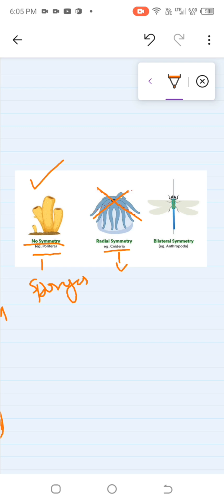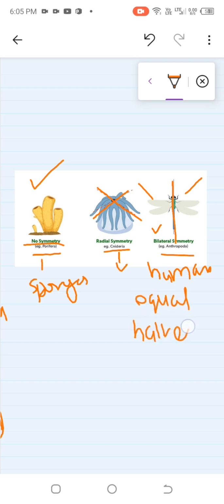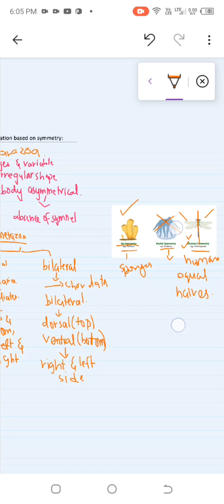And then these are the bilateral symmetry animals, which we can cut on this side into left and right, top and bottom too. This is like humans, for example. Humans are bilaterally symmetrical, and can be divided into two equal halves with the left-hand side included. Here the example includes Arthropoda. So I hope it is clear to you guys.